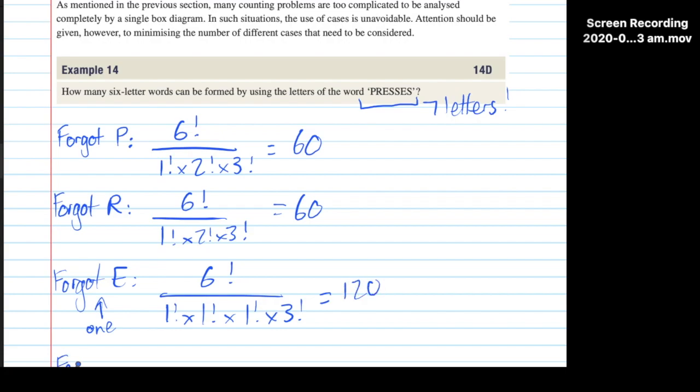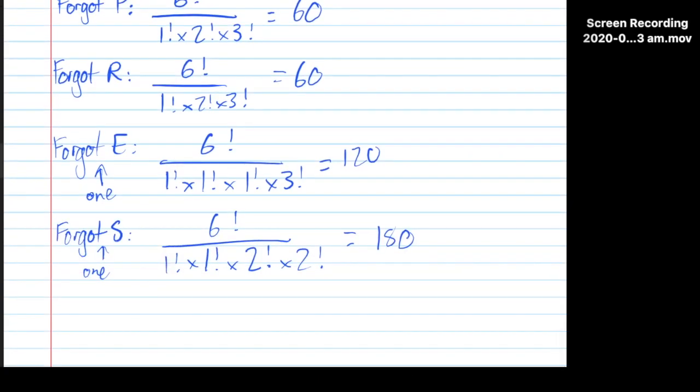If we forgot the S, 1 of the S's, then we've got our 6 factorial, all the letters. We've got the rearrangements of the P, the rearrangements of the R, the rearrangements of the E, and the rearrangements of the remaining S's. And that gives us 180. And that gives us a grand total of 240 plus 180, 420. 420. Thanks, that's it.